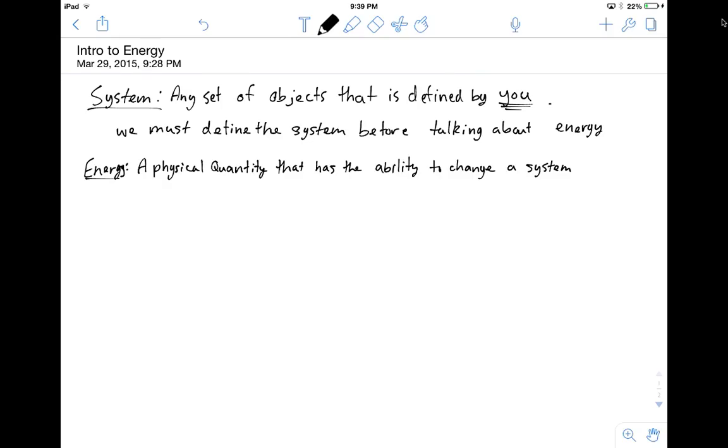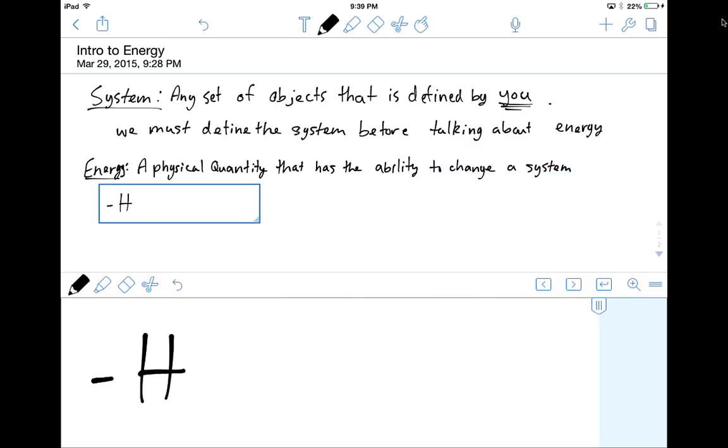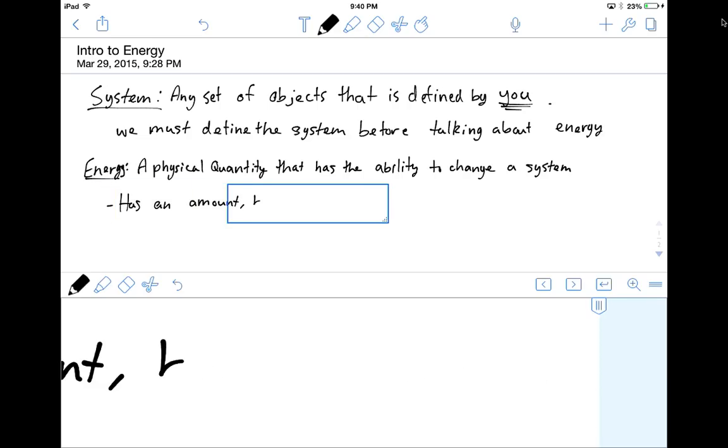So I'm going to put a little secondary note here: has an amount, but you can't touch it. Okay, so that's energy.